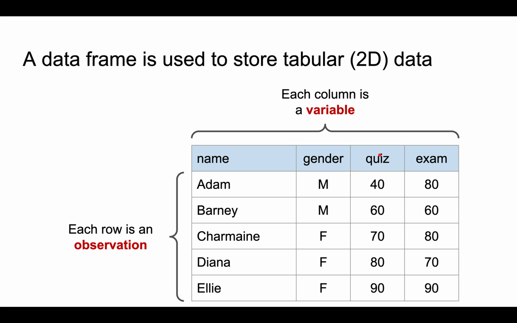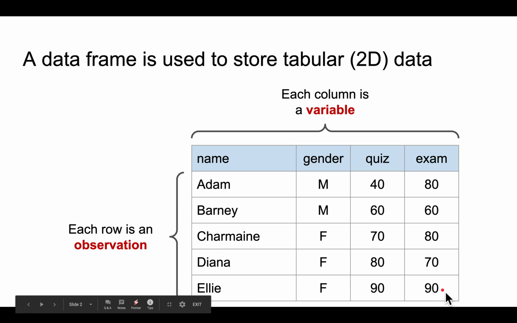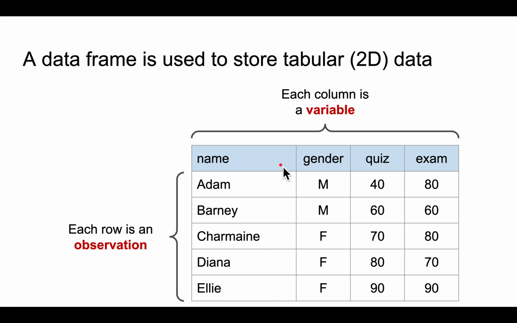So a data frame is a data structure in R that is used for storing tabular or two-dimensional data. Here's a very simple example of a data table or data frame. We have five students. Each row is basically a student, information about a student, and each column represents some type of information, like the student's names, gender, their quiz score, and their exam score.